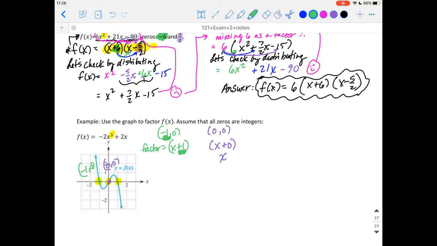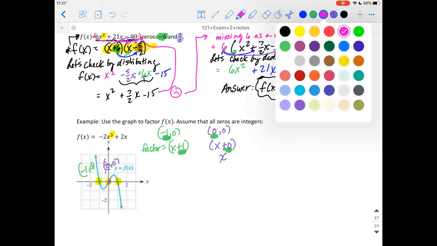This minus 1 is the one that is the opposite of that. And this 0 is the opposite of that one. But 0 is kind of a special case. Okay, next one.